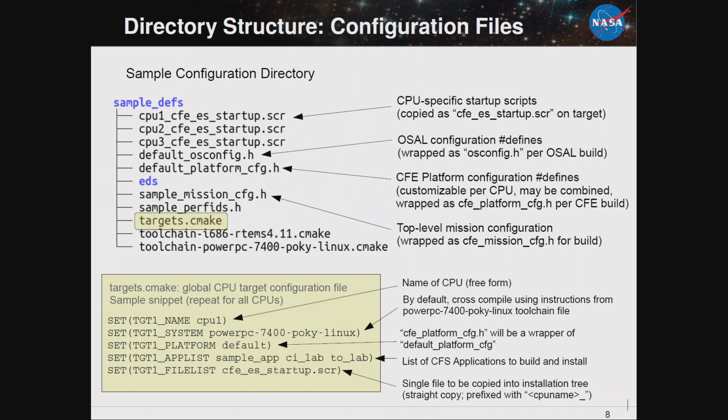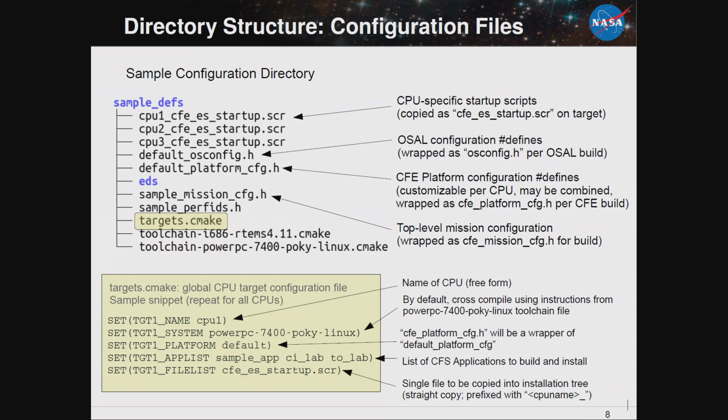And you've got your mission config file, of course, and probably one of the bigger ones is the targets file. This is where you spell out what your targets are, what the cross compiler is to compile for that target, and what apps you're going to run on that target. And here's just a snippet of what would be in that.